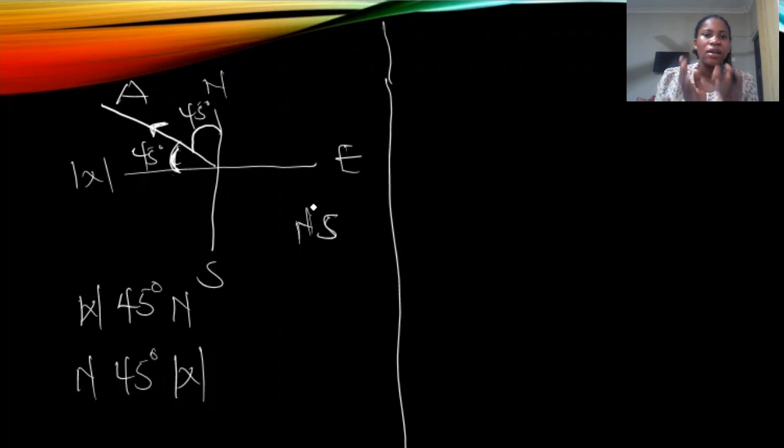That's why a vector has a specified direction. It was moving from the west to the north, so west, 45 degrees north. Assuming the angle was lying on the north side, then it would have been north, 45 degrees west. Let's take another one.